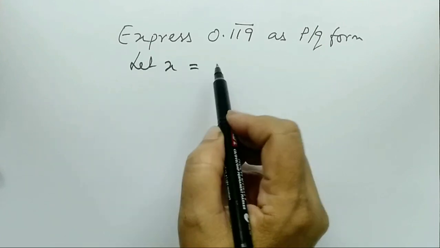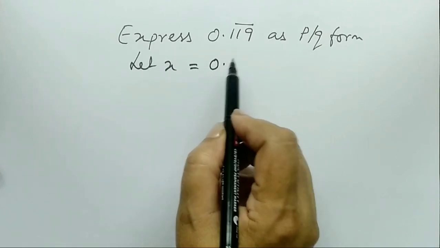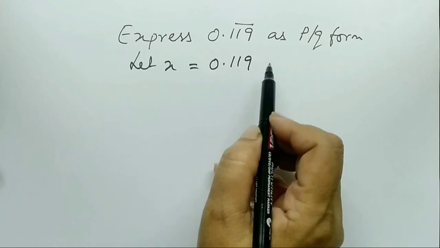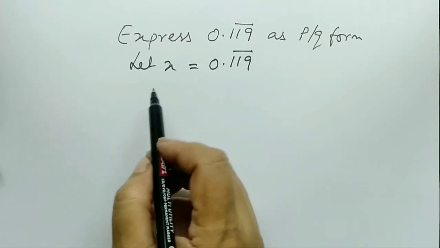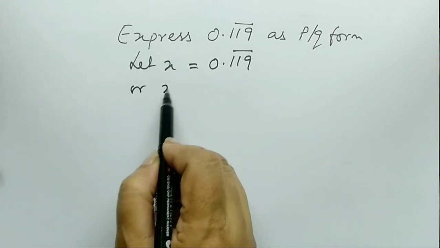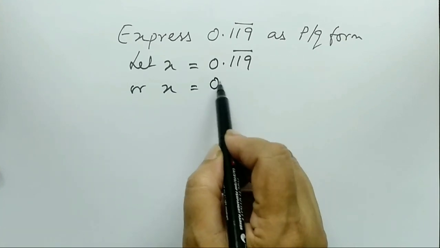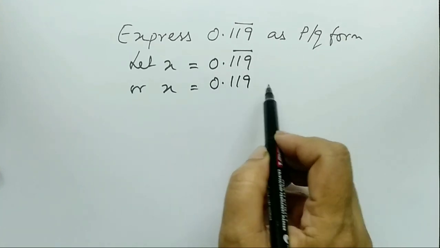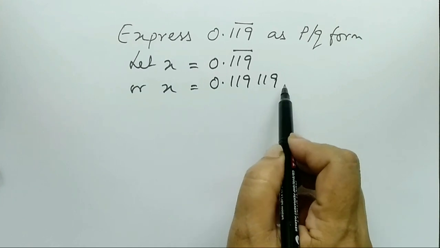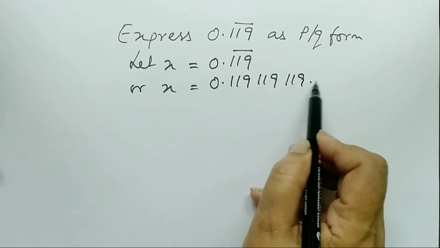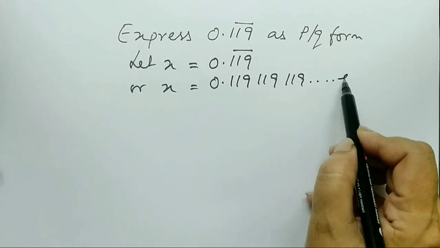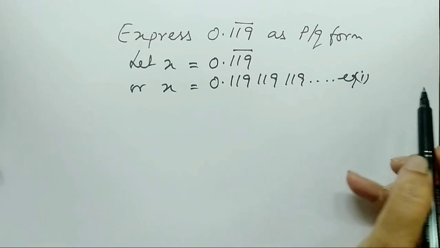x to be equal to 0.119 bar, which means x is equal to 0.119119119 and goes on endlessly. This is supposed to be equation 1.